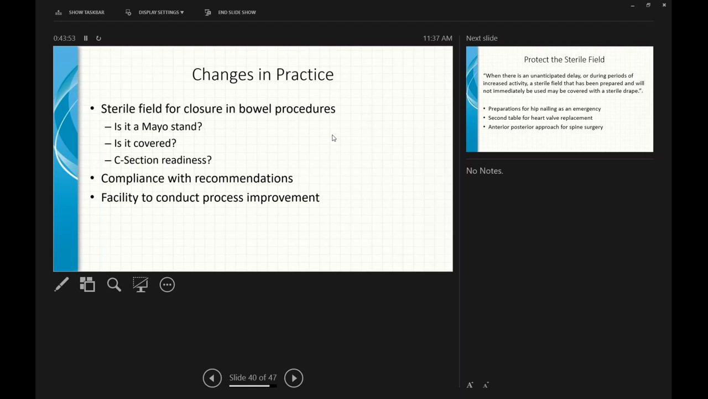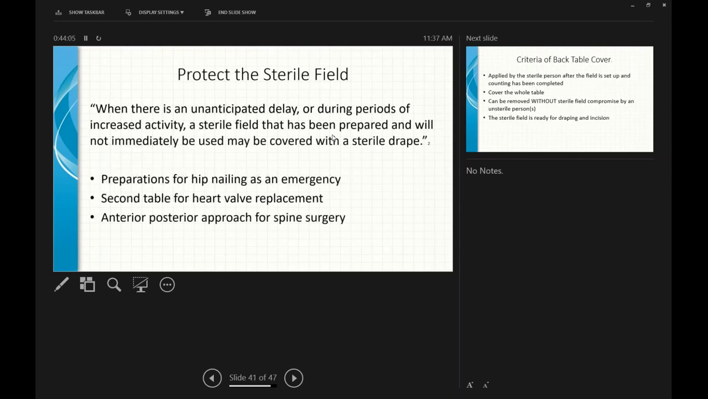And C-section readiness, that's another question. Are you in compliance with the current recommendations, and does your facility conduct process improvement to see if what they're doing is working? So what can we do? We need to protect that sterile field, and now we know how we can do that. When there's an unanticipated delay or during periods of increased activity, a sterile field that's been prepared and will not immediately be used may be covered with a sterile drape.